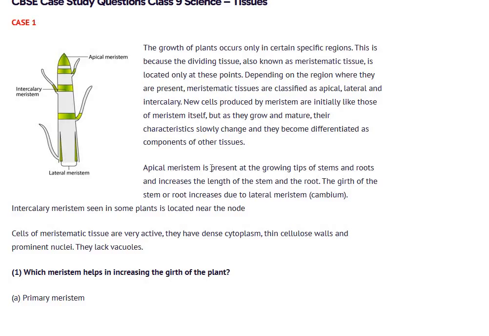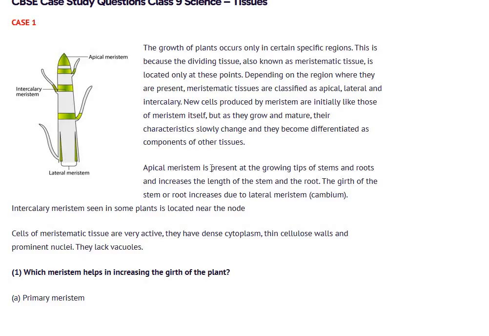The growth of plants occurs only in certain specific regions. This is because dividing tissue, also known as meristematic tissue, is located only at these points. Depending on the region where they are present, meristematic tissue can be classified as apical, lateral, and intercalary. New cells produced by meristem are initially like those of the meristem itself, but as they grow and mature, their characteristics slowly change and they become differentiated as components of other tissues.